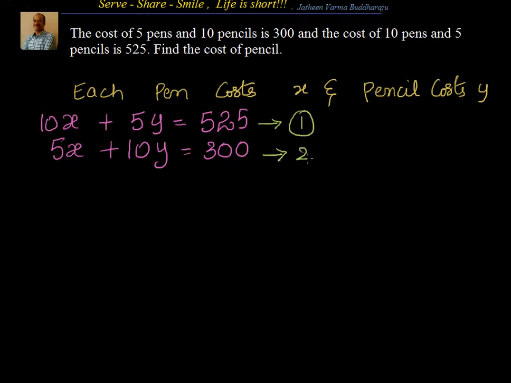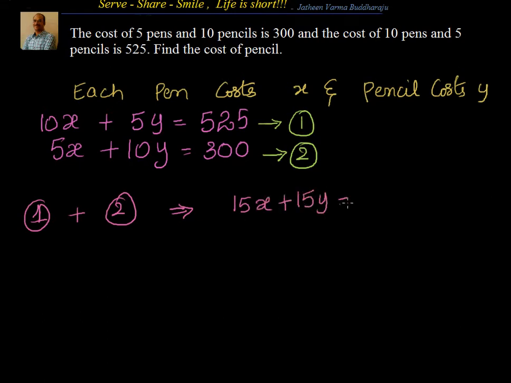Okay, let us say these are two equations. First let's try to add them and see what happens. Can I say 1 plus 2? If I do that, what will happen? My x's get added up. I will have 15x. Similarly the y's, so I'll have 15y equal to 825. That will be my third equation, because we already have 1 and 2.